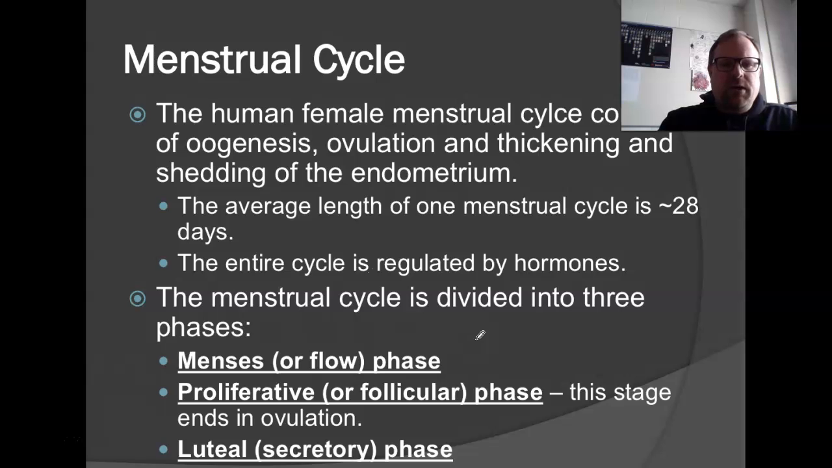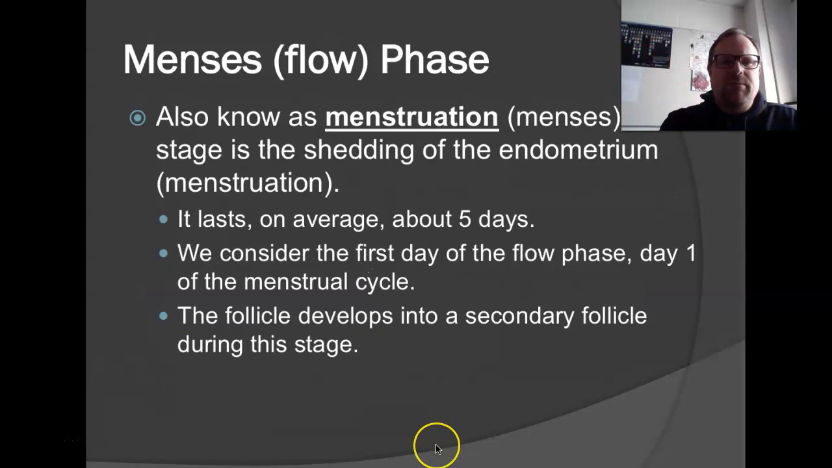So the three phases that we're going to work with are menses or flow phase, and know both of these terms, please. Proliferative or follicular phase, and this stage we'll note ends in ovulation, and then luteal or secretory phase. Now, for me, I think of it as four parts of the cycle. Even though there are three phases, there's four parts that I try to remember: menses, proliferative, ovulation, and then luteal.